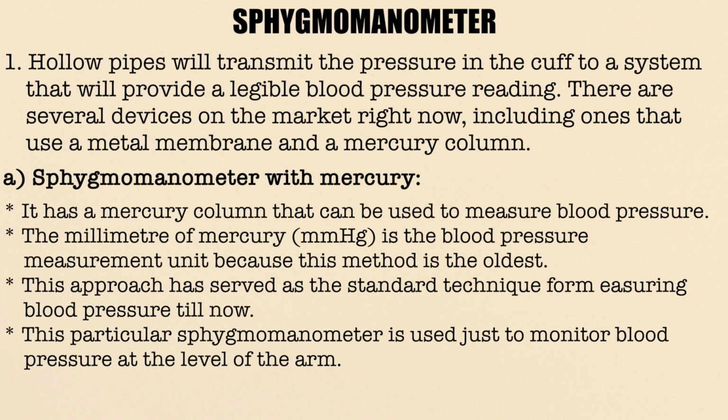The millimeter of mercury, that is mmHg, is the blood pressure measurement unit because this method is the oldest. This approach has served as the standard technique for measuring blood pressure till now. This particular sphygmomanometer is used just to monitor blood pressure at the level of the arm.